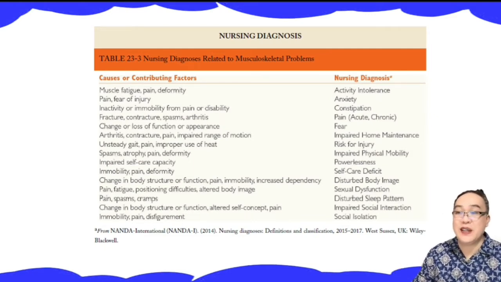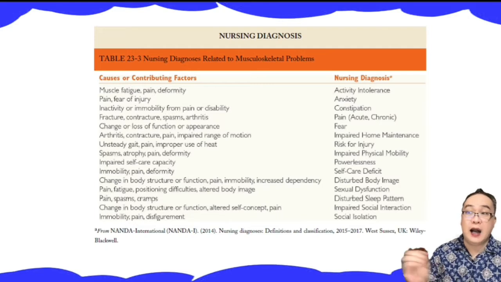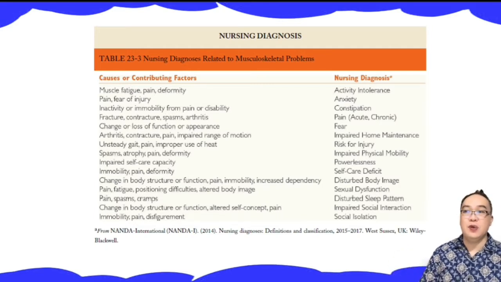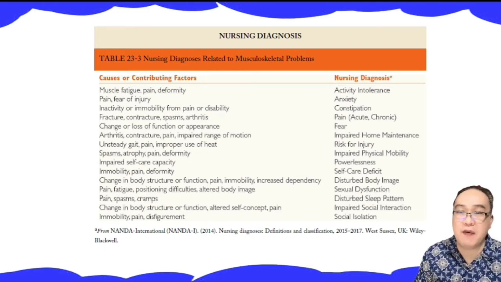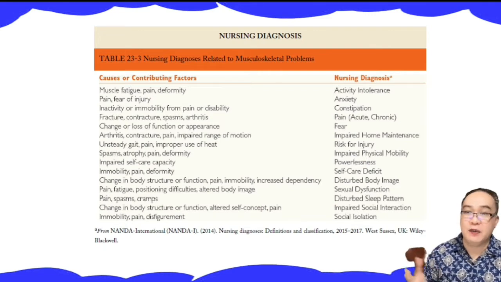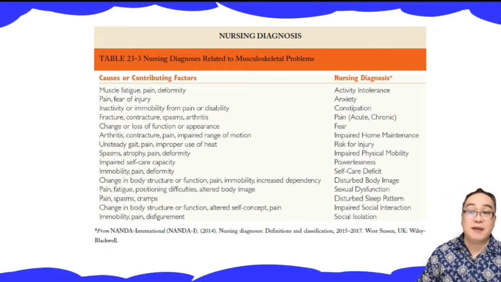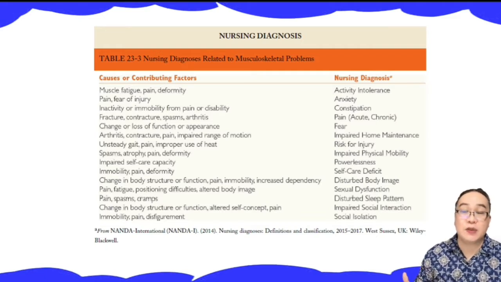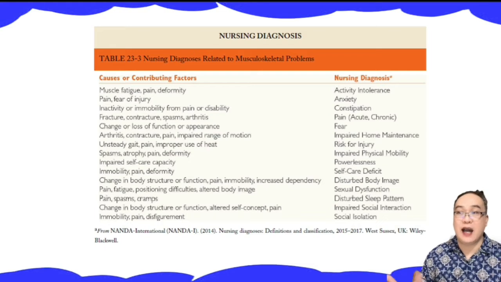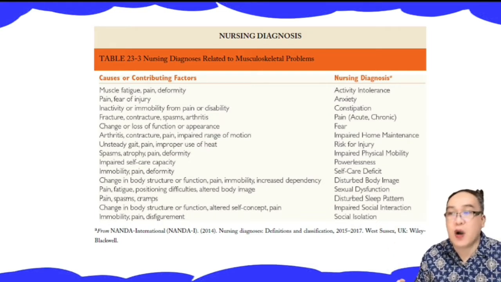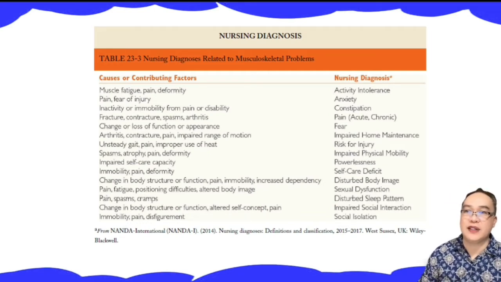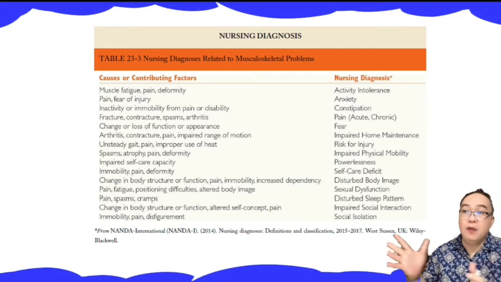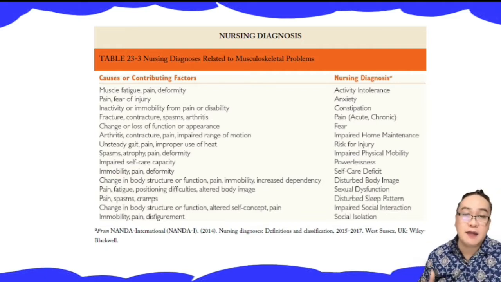So we have different nursing diagnoses that can be formulated related to musculoskeletal problems. And of course, in the PowerPoint presentation, you will observe also the possible causes or contributing factors for your patient to experience this particular problem. So one, of course, is activity intolerance that can be brought about by muscle fatigue, pain, as well as deformity. It can be also anxiety. So as you can see, if you are going to read the PowerPoint presentation talking about the different nursing diagnoses related to musculoskeletal problems, these are all related to immobility.